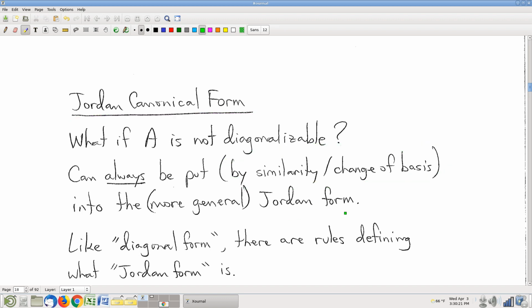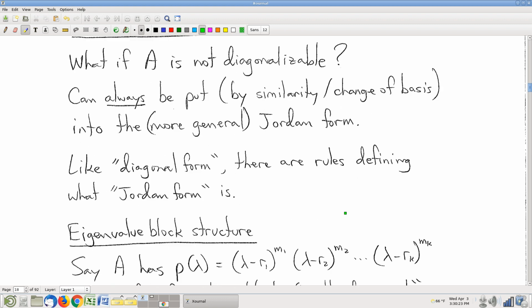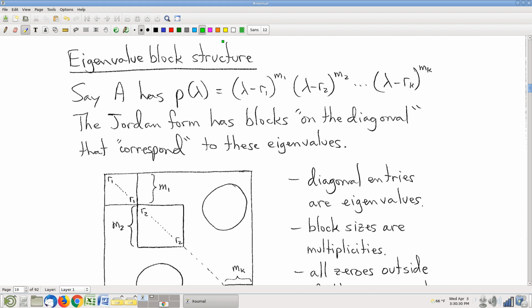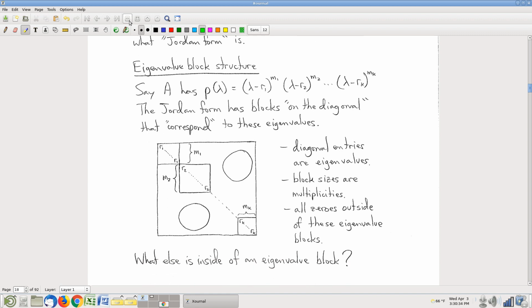Okay. So with that context, here's the long list of rules. I'm going to start by telling you about something called the Eigenvalue Block structure. This is what I call it anyway. Let's get this all on the page.